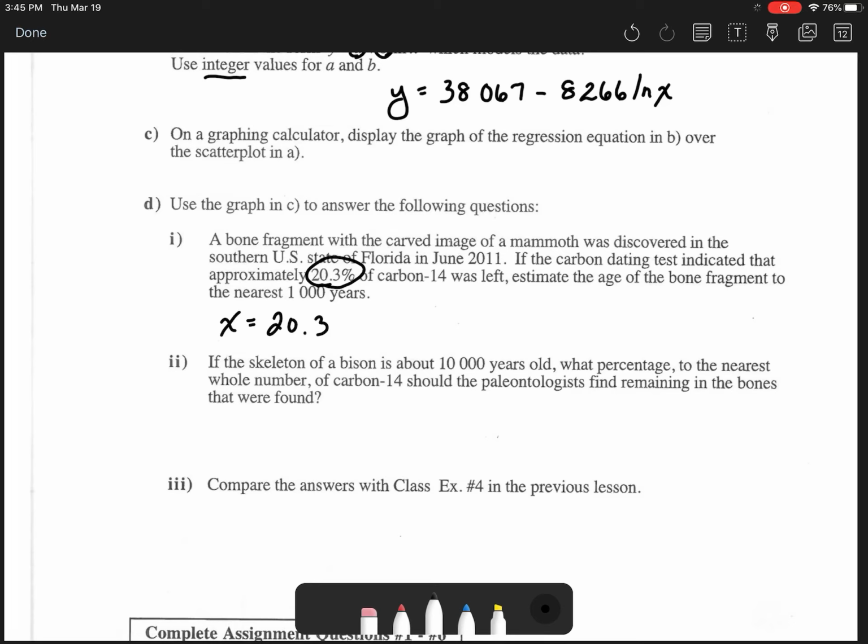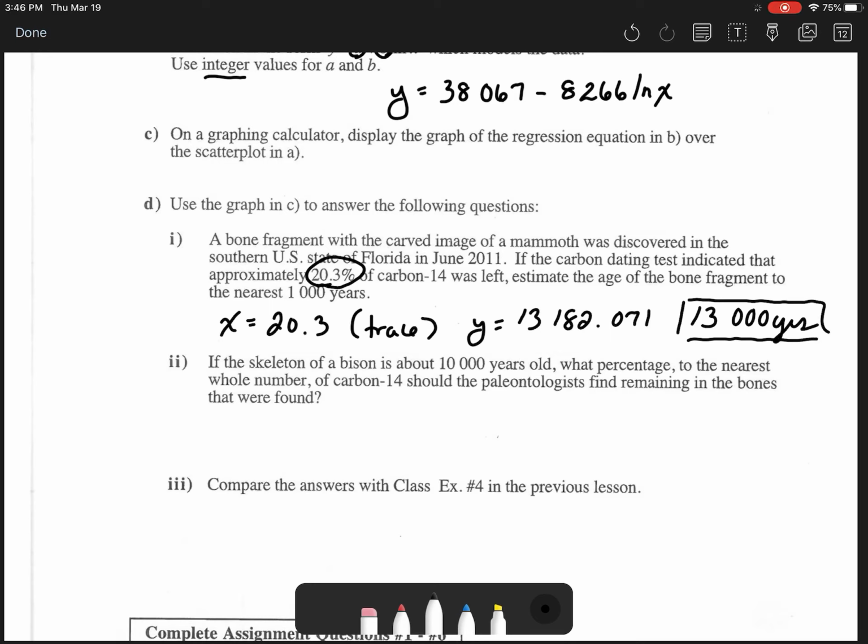So on my calculator, I can simply enter 20.3 once I push trace. The y value that is calculated from that graph and the equation on your calculator is 13,182 point approximately 071, which to the nearest 1,000 years is 13,000 years. So there is our answer for this question. Try that either along with me or after you're done listening to me, and make sure you can get that as an answer.